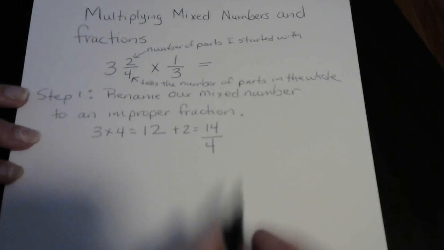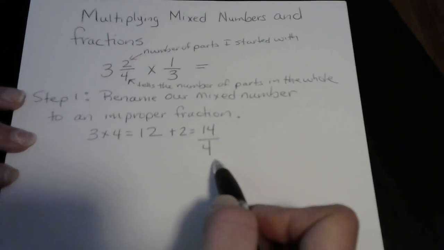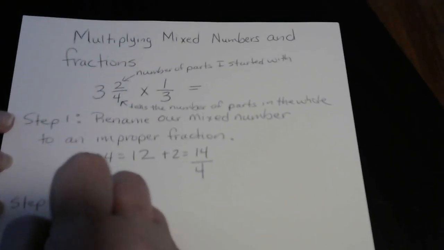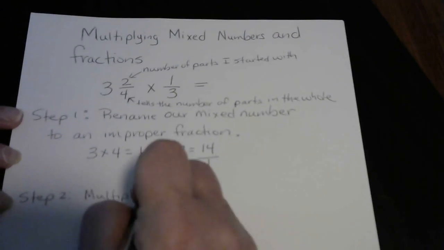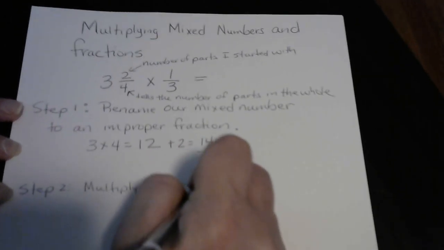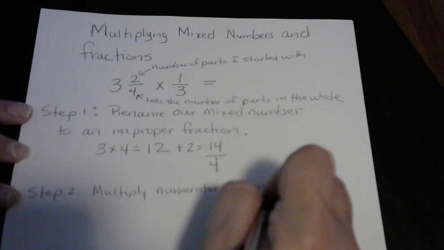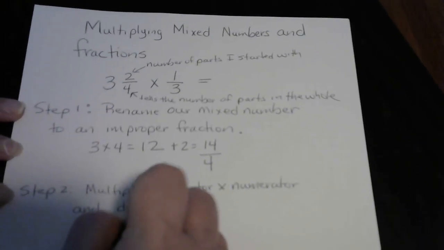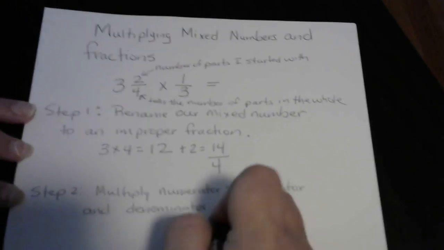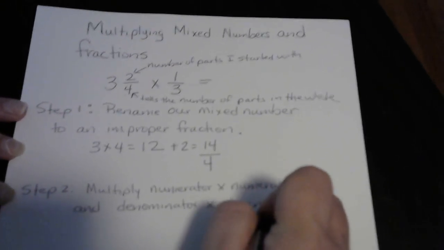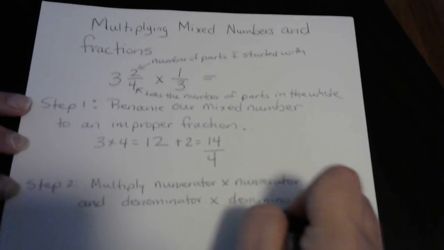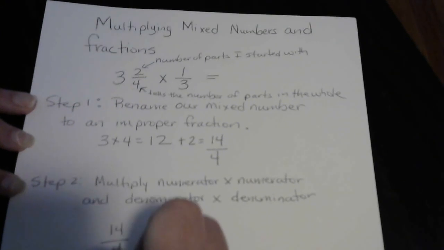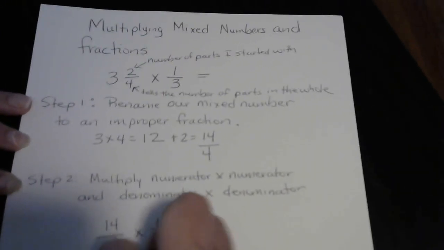Okay, so now that I have an improper fraction, my numerator is greater than my denominator. Step 2, I'm going to multiply numerator times numerator and denominator times denominator. Guys, you might want to pause the video and write this down in your math journal so that you have the steps. Now I have 14 over 4 times 1/3.